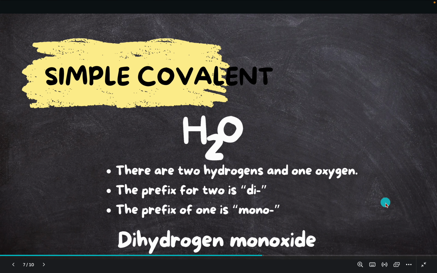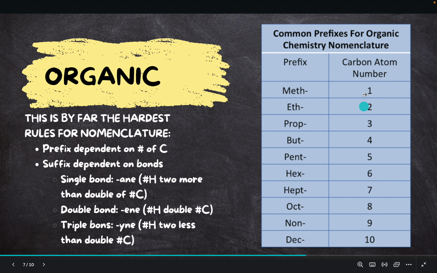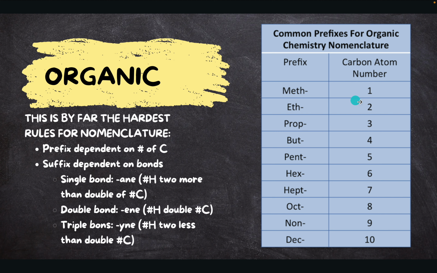Okay. Now organic. Organic's the hardest, but it's not really that hard, guys. So organic here, the prefix is dependent on the number of carbons. So these are all the prefixes. So the number of carbons: if you have 1 carbon, the prefix is meth, 2 eth, 3 prop, 4 but, and etc. The suffix is dependent on the bonds. So if it's a single bond, it will end in ane.